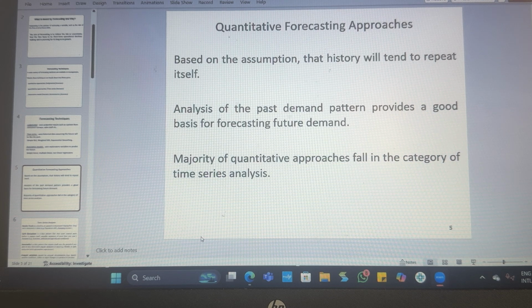The quantitative forecasting approach is based on actual market data and also assumes that history will tend to repeat itself. So analysis of the past demand pattern provides a good basis for forecasting future demand. Okay, so therefore, we deal most frequently with actual market data. The majority of quantitative approaches fall in the category of time series. Over time, we are collecting the data.